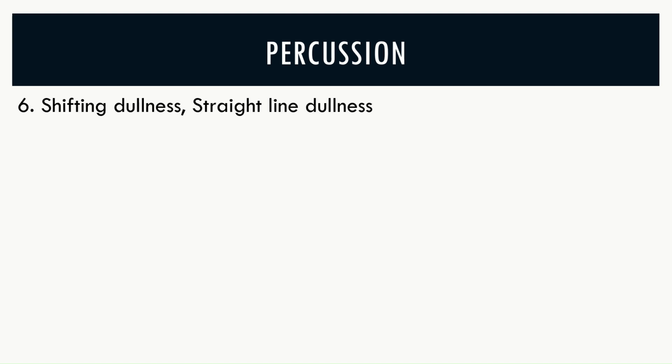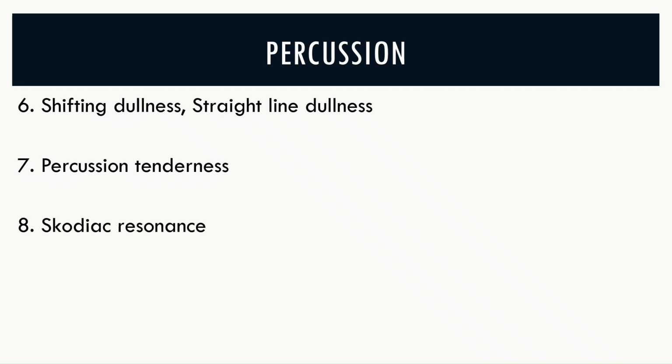Shifting dullness may indicate presence of pleural fluid. Straight line dullness is seen in hydropneumothorax. Percussion tenderness may occur in rib fractures, infection or inflammation. Skodaic resonance is a special percussion note heard above pleural effusion due to compressed lung.